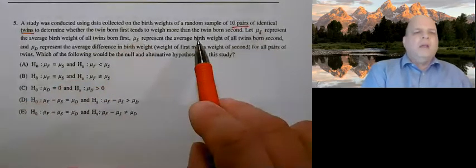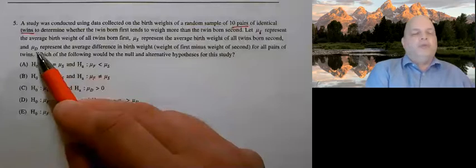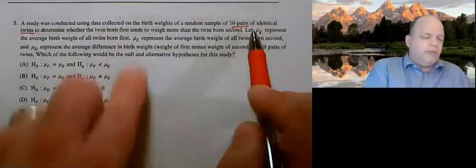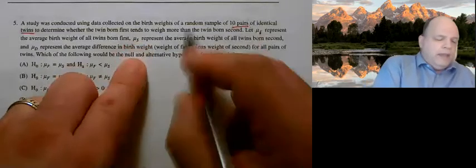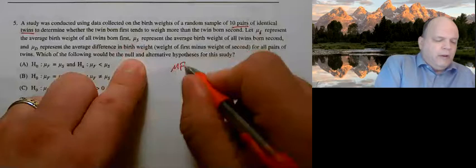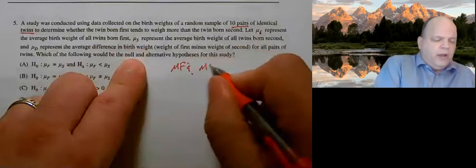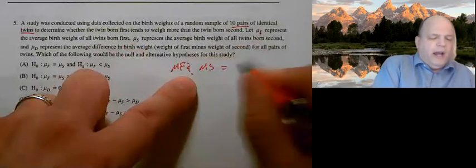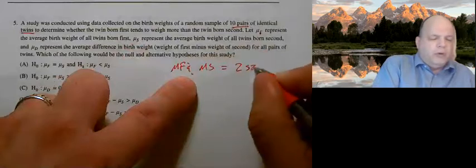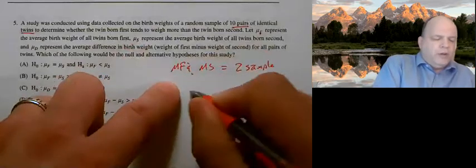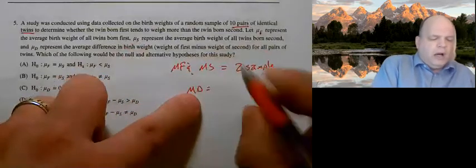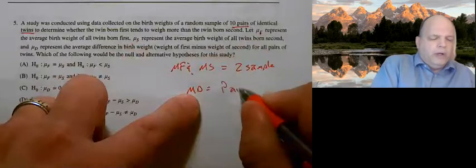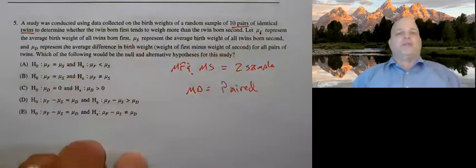And MD, oh, so this is paired. So we have something that says this could be the MF and MS. If I subtract those two things, I have a two sample. But if I use the MD, I have a paired. So they're really throwing a lot of information at you to try to confuse you.